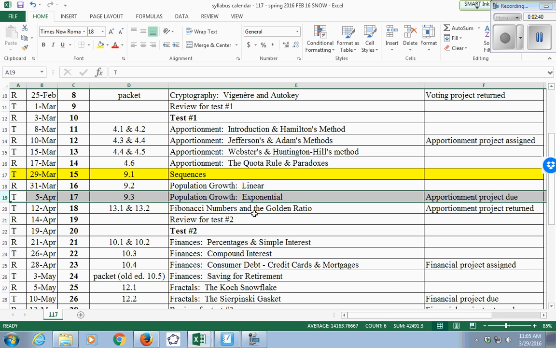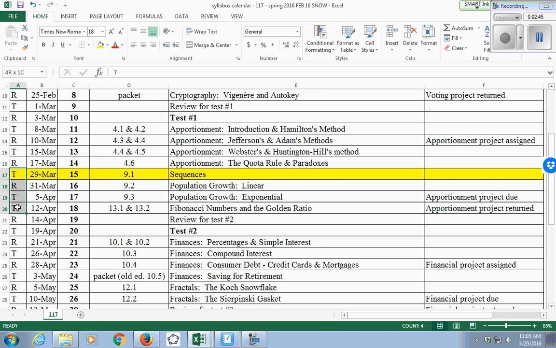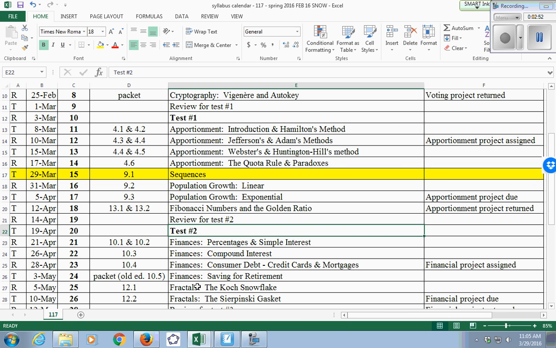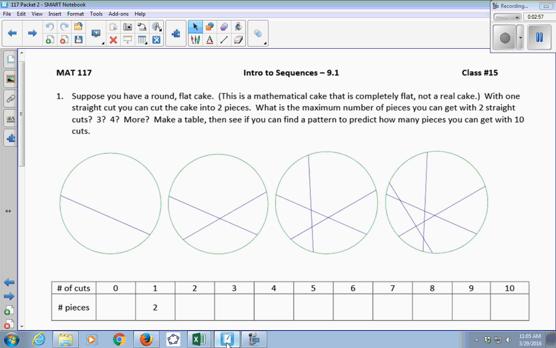All right, so that's what's coming up. And then once we finish chapter 9, we spend 1 day on chapter 13. And then we'll have test 2 coming up on the 19th. It's a little ways away still, but just looking ahead, it's coming. Okay, anyone want to go over anything from apportionment before we jump into chapter 9? You had homework from Thursday, due today.